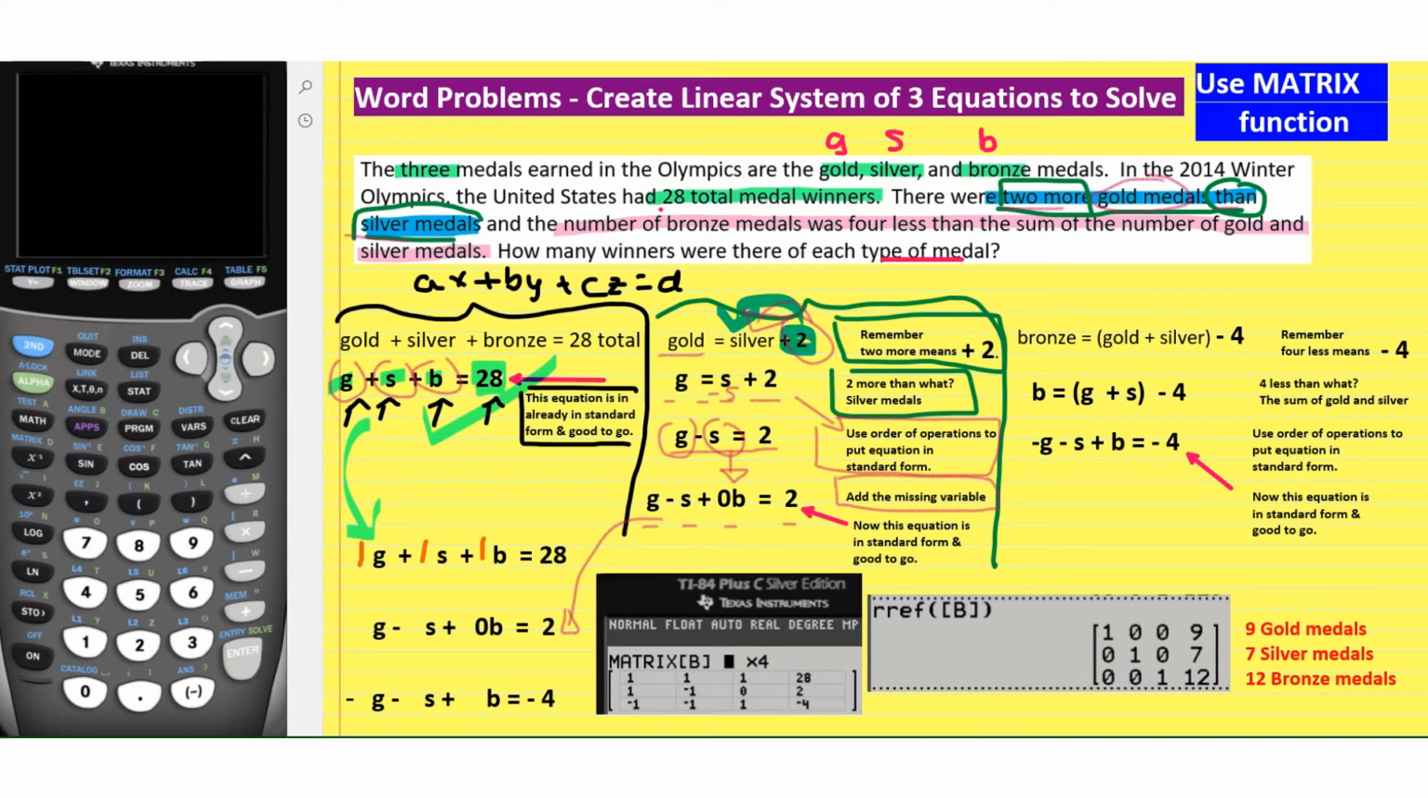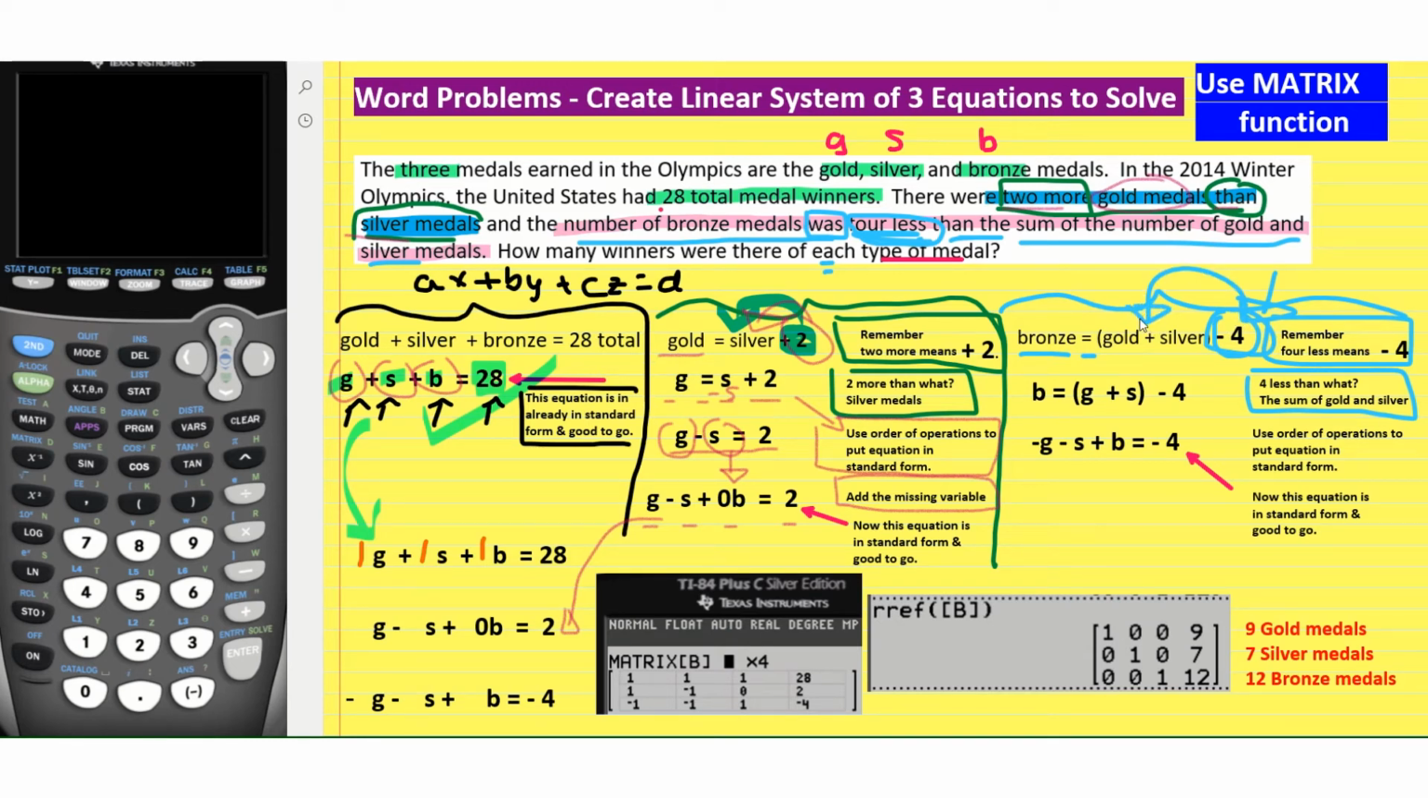Okay, so the next one that we can look at is the third section. The third section is talking about the number of bronze medals was. So the number of bronze was, the word was means equals in this particular word problem. So we say bronze equals, bronze was, and then what was it? It was 4 less. Well, 4 less means -4, and we are going to put that -4 at the end of our equation because it's 4 less than what? 4 less than what? And it says 4 less than the sum of gold and silver. So it is 4 less than the sum of gold and silver.